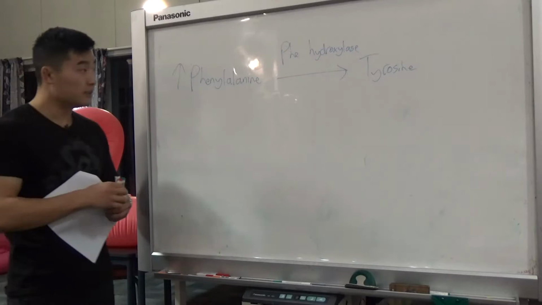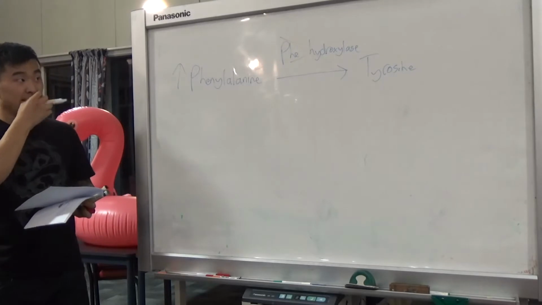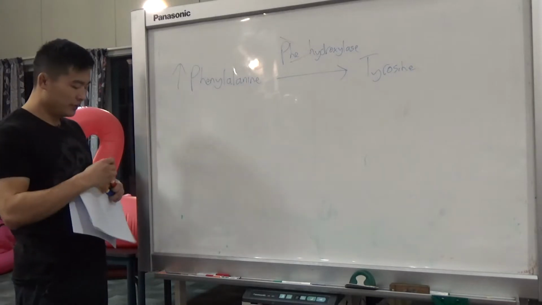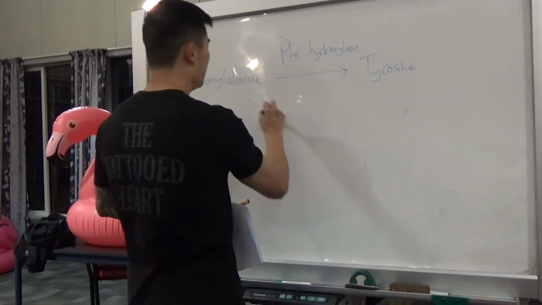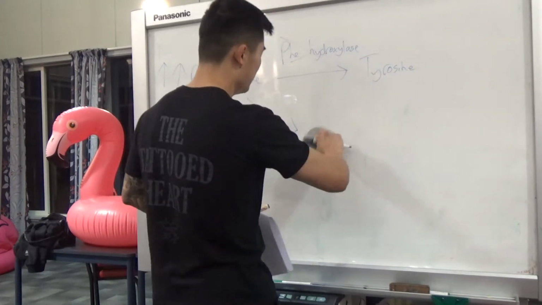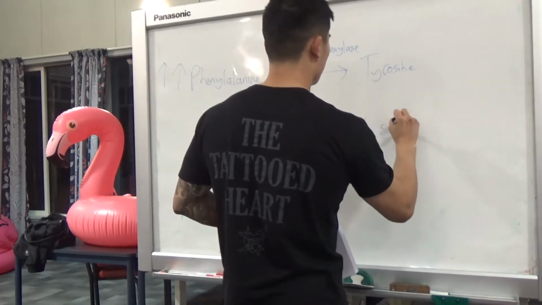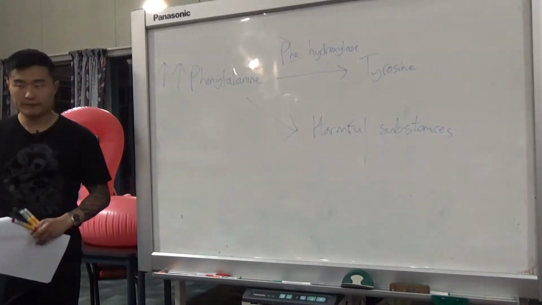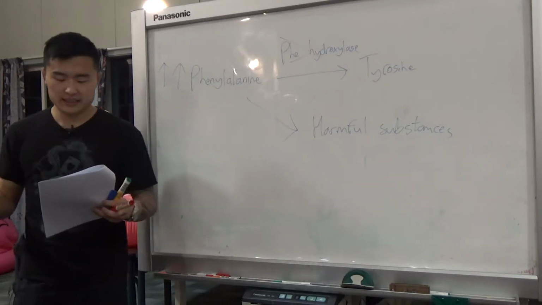So if you knock out this, if both alleles are mutated and you have no functional phenylalanine hydroxylase, then you're going to have an accumulation of this phenylalanine amino acid, and it's going to be converted into other chemicals which are harmful, and that's going to cause brain damage and other things.